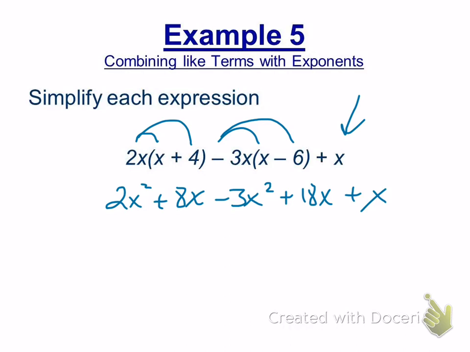Now we have to identify like terms, right? 2x squared and negative 3x squared. And then the other three are all like terms, x to the first. So what do we get when we simplify that? Negative 1x squared. You can write the 1 or not, I don't care. Plus 27x.